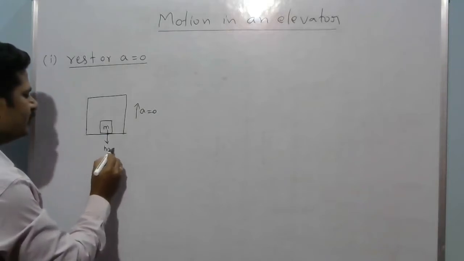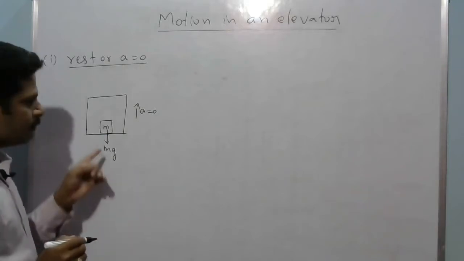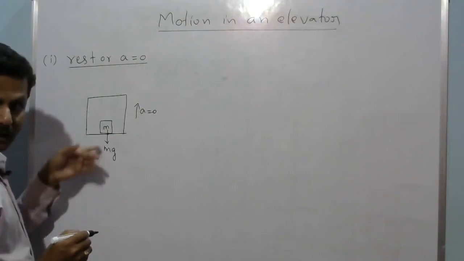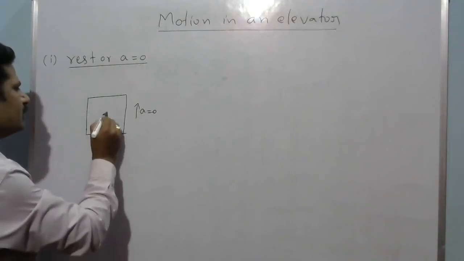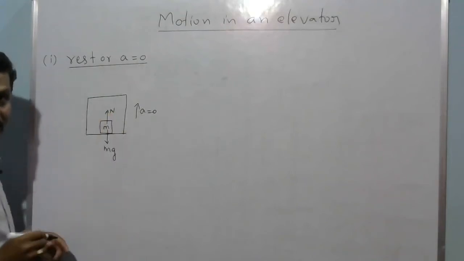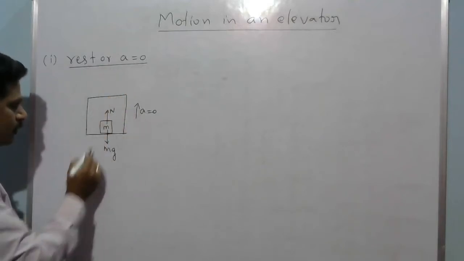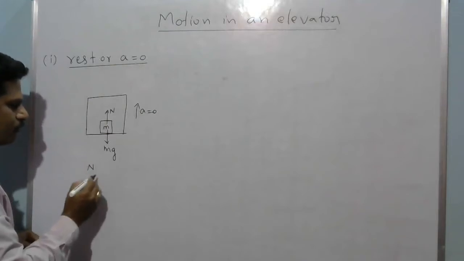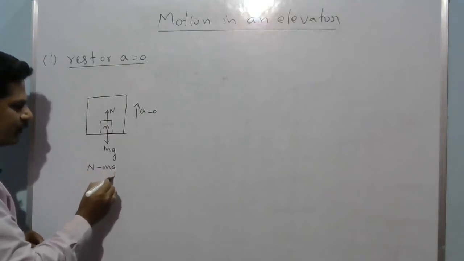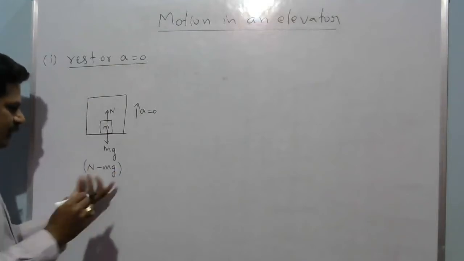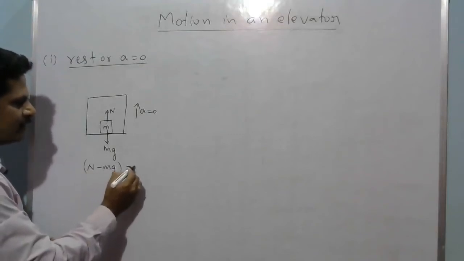Now we need to apply Newton's second law for this situation. The weight of the body is acting in the downward direction when we draw the free body diagram. Normal reaction acts in the upward direction. If you assume the acceleration is in the upward direction, then N should be more. That is, net force equals N minus mg, and net force is equal to mass times acceleration.